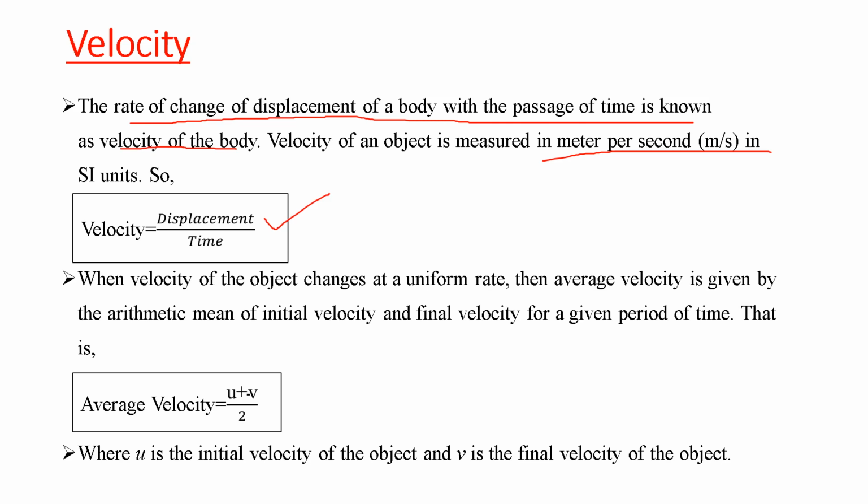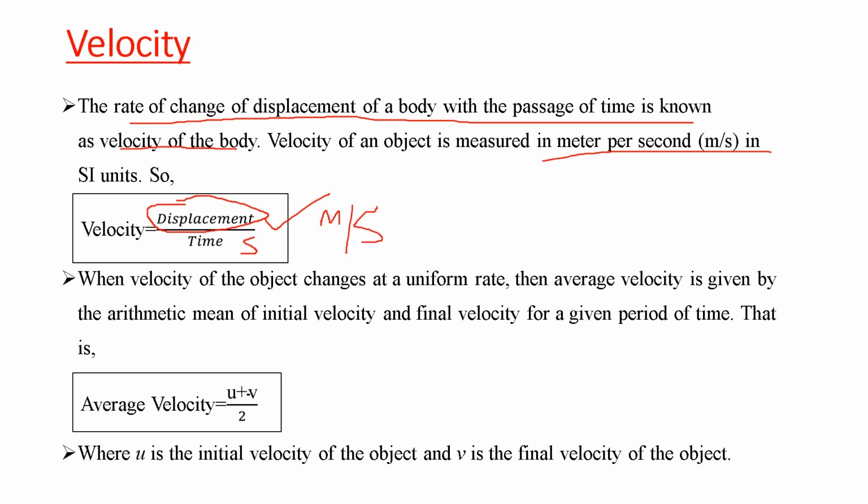The only difference is that for calculating speed we were mentioning distance, but for calculating velocity we are using displacement. Displacement is also calculated in meters and time in seconds, so the unit becomes meter per second. So this is how we got the formula for calculating the velocity.